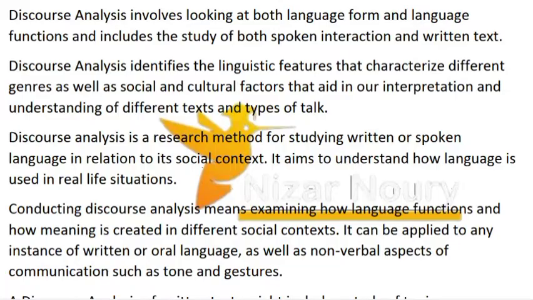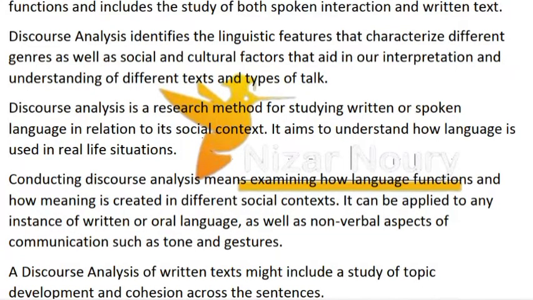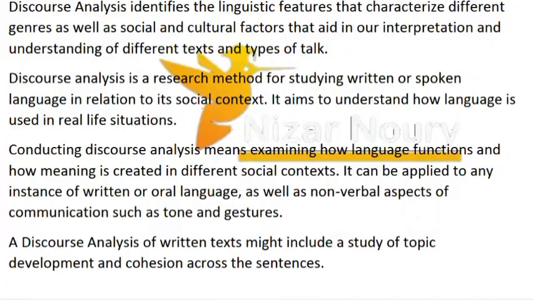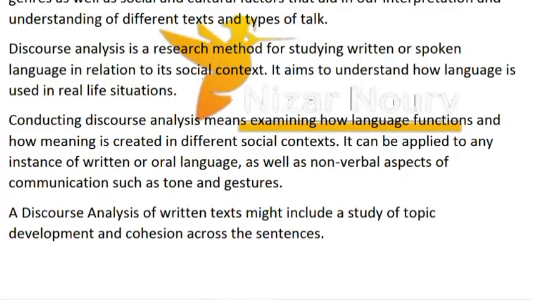Discourse analysis is a research method for studying written or spoken language in relation to its social context. It aims to understand how language is used in real-life situations. Conducting discourse analysis means examining how language functions and how meaning is created in different social contexts.